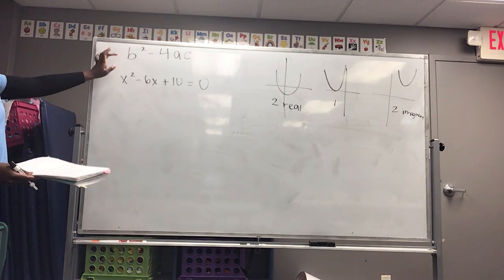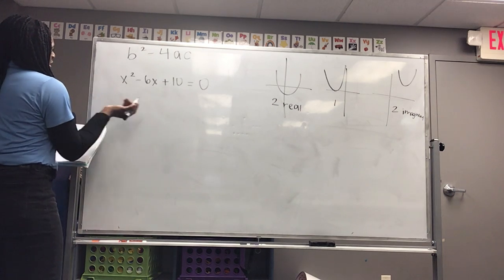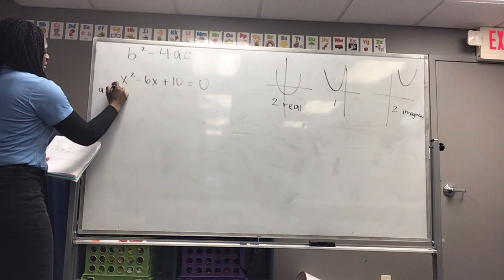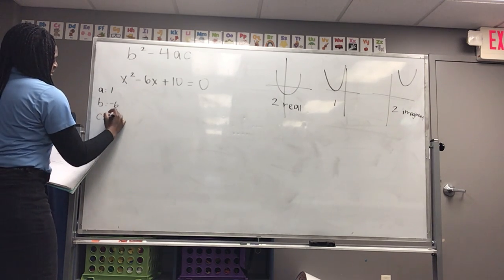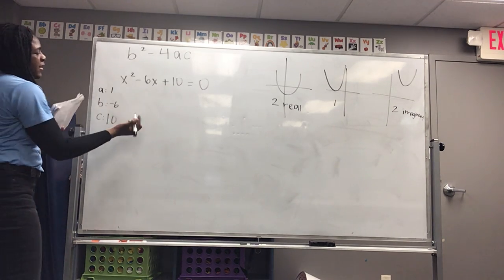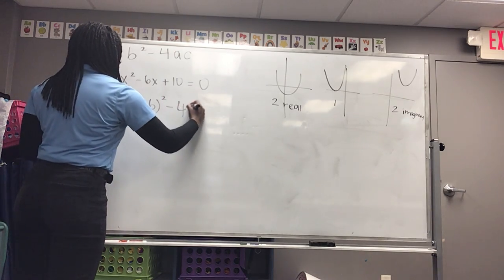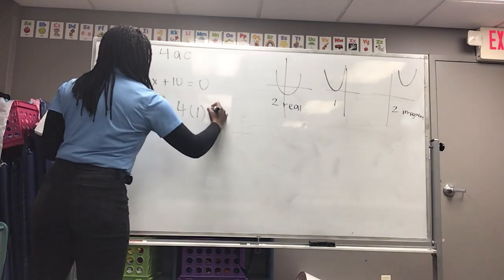So to find the discriminant, I use my b squared minus 4ac little portion. So let me label my a, b, and c. A is 1, because that's what's in front of the x squared. B in the middle is negative 6. And c is 10. Okay, now we're ready to just plug those straight in. So b squared is negative 6 squared minus 4 times a was 1, and then c is 10.